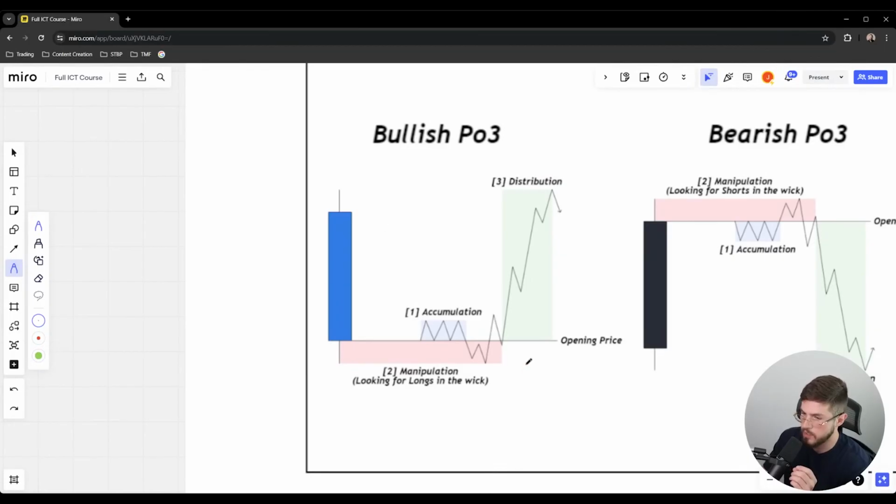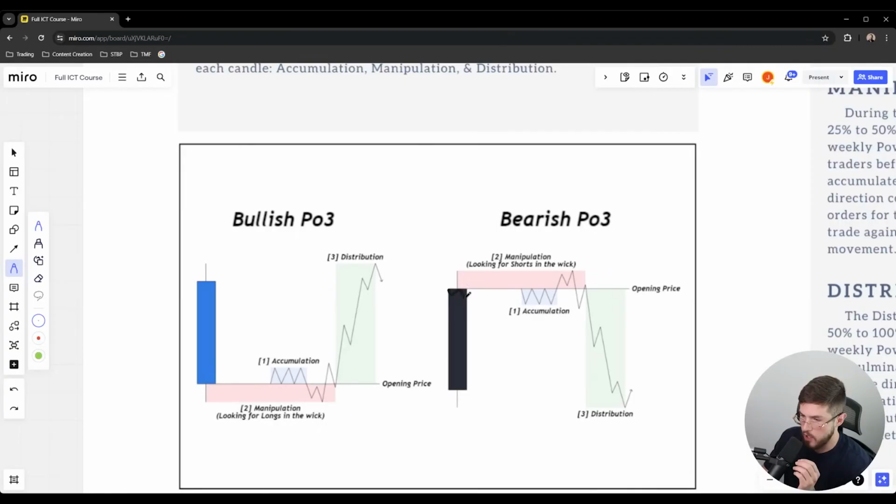Everything you're doing should revolve around time. So we're looking for accumulation at opening prices, and we're looking for manipulation on a lower time frame than the one you're viewing the candle on to form that manipulation versus displacement at a certain time of day. And then you're going to be able to trade the distribution, okay?